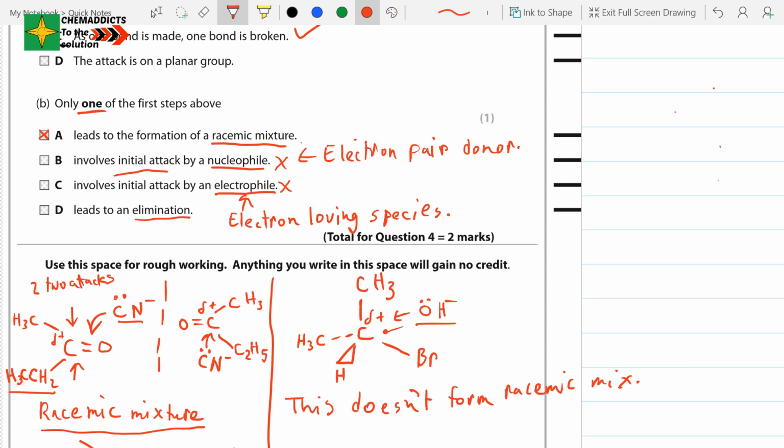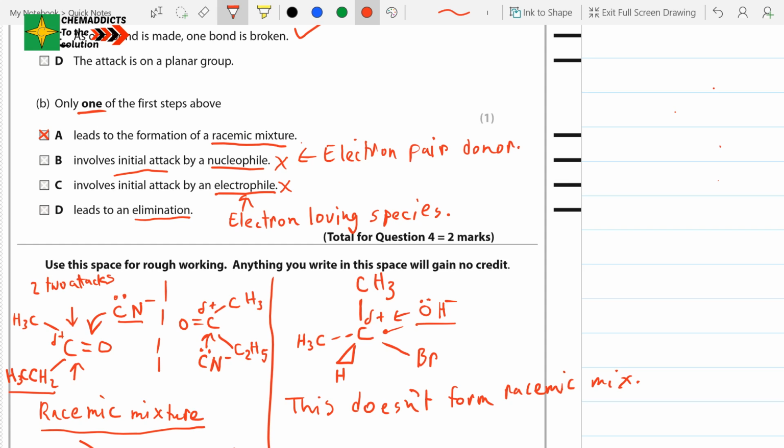So electrophiles are the poor guys who are wanting electrons, and nucleophiles are the rich guys who are willing to donate electrons. That's the difference. I hope that you have got it clear. So here this is the nucleophilic attack in this molecule, and this is the nucleophilic attack in this molecule. Since there is no electrophile present in either mechanism, option C is invalid.